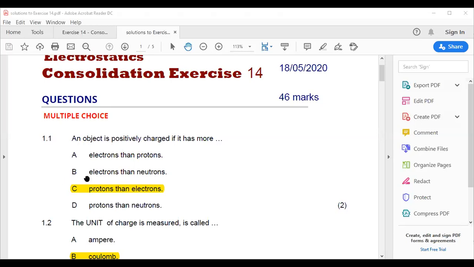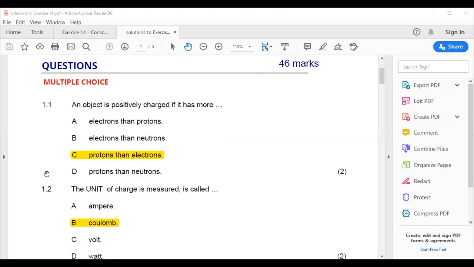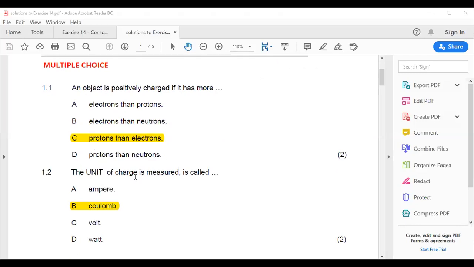The next one, B, electrons than neutrons. Neutrons are neutral, so B is out. Then we go to C, protons than electrons. That should be the correct answer there. Then your D, protons than neutrons, that one is out as well. We move on to the next one, 1.2.